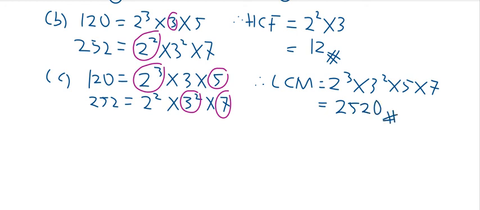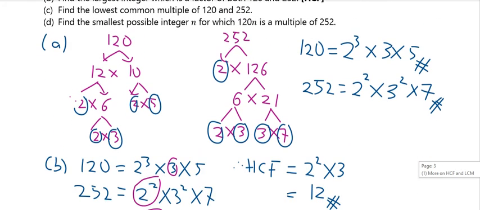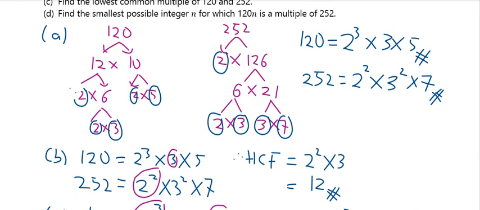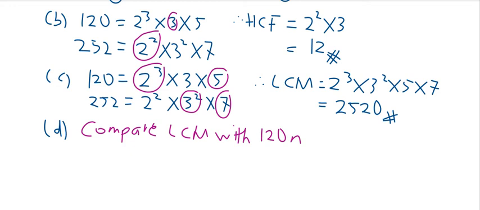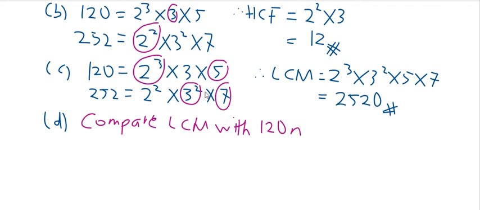Okay, keep this one, right? So here, let's do the last part, which I think will not be quite difficult. It's just I have to understand this. Okay, part D, find the smallest integer n for which 120 times n is a multiple of 252. So what we're going to do is, you have to understand the statement. You have to compare the LCM with 120n. Okay, because here 120 is already a part of this number.